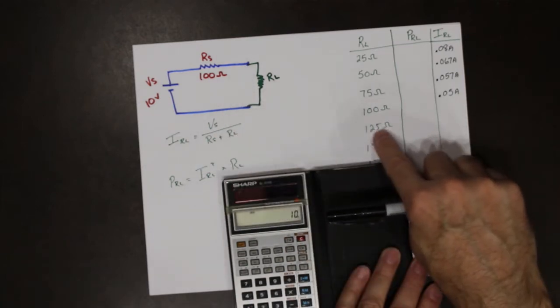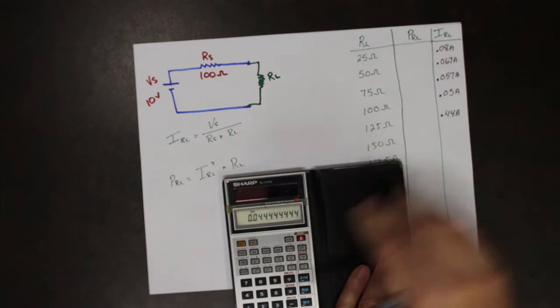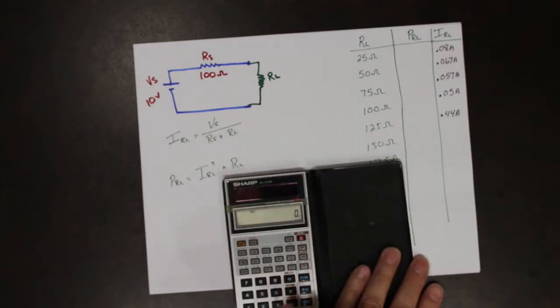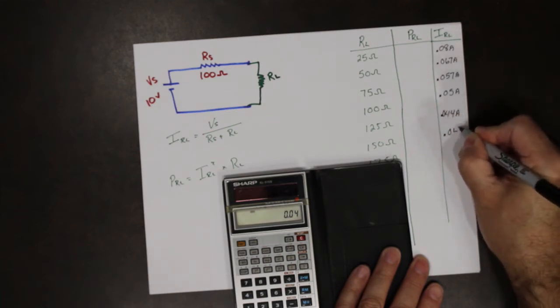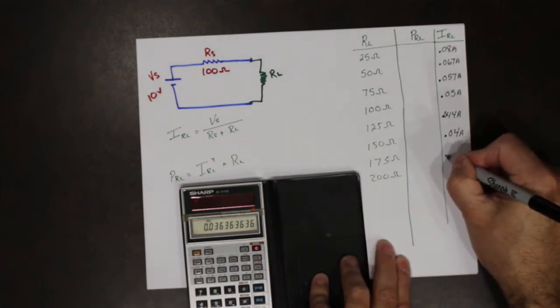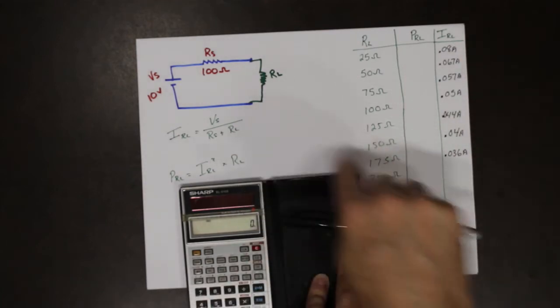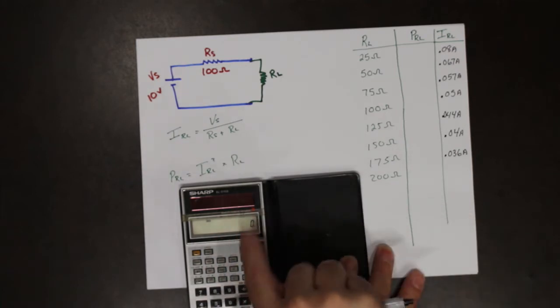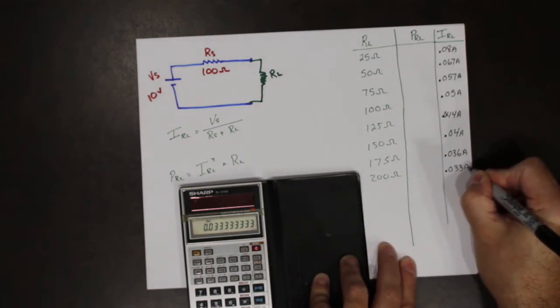10 divided by 225 gives 0.044 amps. Again, all I'm doing is applying this Ohm's law type formula. We got 10 divided by 250, which is 0.04 amps. And 10 divided by 275 is 0.036 amps. You'll notice that the current is dropping. Why? Because we're upping the resistance each time. So we got 300, so 10 divided by 300. So those are the currents.